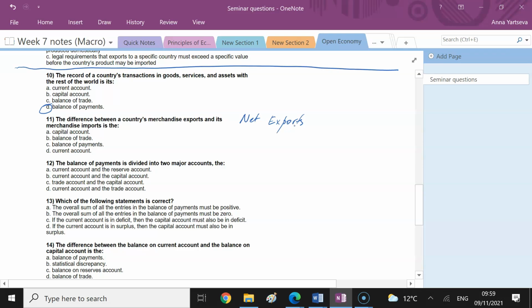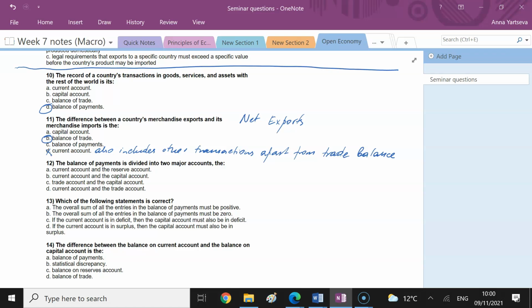And within this, out of these options, it's a balance of trade. It's a part of current account, but it's not the full current account. Current account also includes other entries, other transactions. The list of what exactly is included was covered in the lecture. It also includes other transactions apart from trade balance. It's a part of it, but not all of it. And the difference between exports and imports is the trade balance.